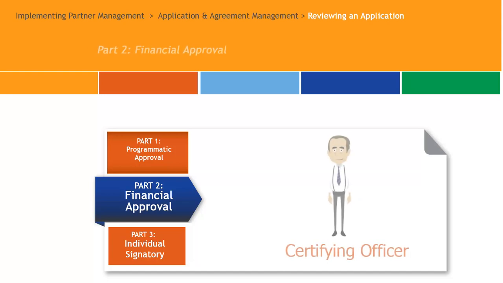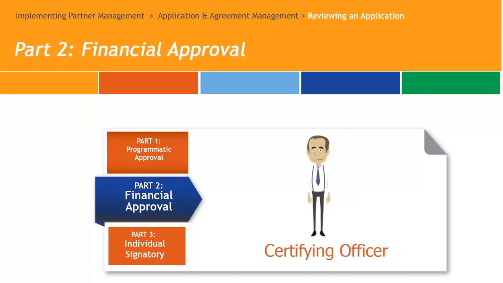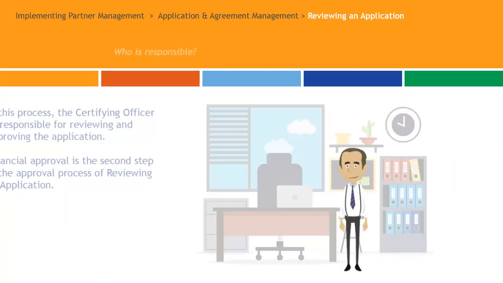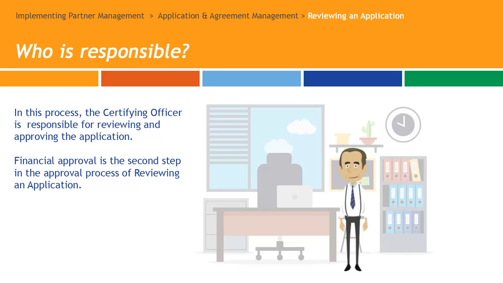Now that the Program Officer has completed the programmatic approval, we will move on to talking about the role of the Certifying Officer. In this process, the Certifying Officer is responsible for reviewing and approving the application. Financial approval is the second step in the approval process of reviewing an application.